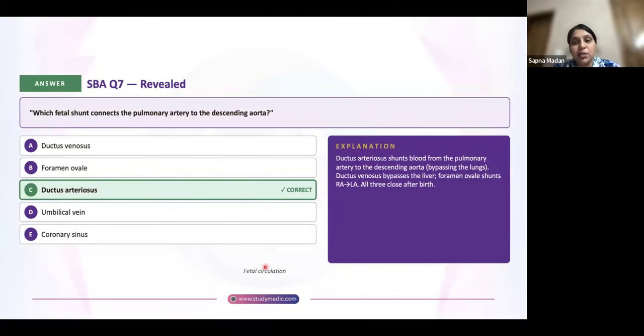Ductus arteriosus is shunting blood from the pulmonary artery to the descending aorta, so it's bypassing the lungs. Ductus venosus is bypassing the liver, and foramen ovale shunts the blood from the right atrium to the left atrium so that there is minimal circulation going into the pulmonary circulation. And then all of these 3 will close after birth. From which aortic arch the ductus arteriosus is formed is your homework for today.